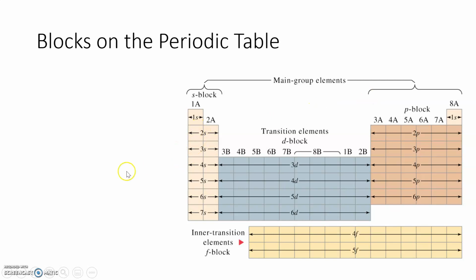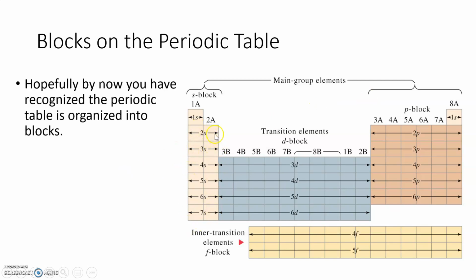By now, hopefully you guys have recognized that the periodic table is divided into blocks. And this is S block. It's only 2 wide because you can only put 2 electrons into an s orbital. On the far right, we have P block, and that's 6 wide because you can put 6 electrons into a p orbital. In the middle, we have D block, which is 10 wide because we can put 10 electrons into a D. And then down on the bottom, we have F block, which is 14 wide because we can put 14 electrons into F. So as long as you can remember what block is where, you can always tell where you're going with quantum mechanics.